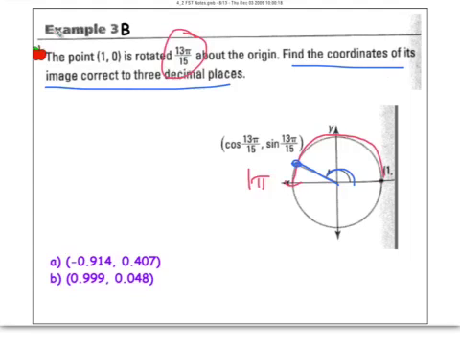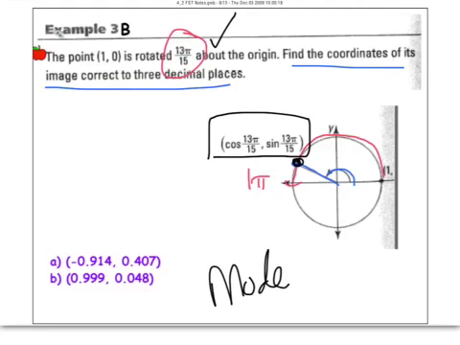Now, this is not meant to be a hard question. To find the coordinates of this image, all you need to do is do the cosine and sine. They're in radian mode right now. So what you need to do is change your calculator, go to the mode, change it to radian. And when you do that, you're going to put 13 pi over 15 into cosine, and then do sine of 13 pi divided by 15.